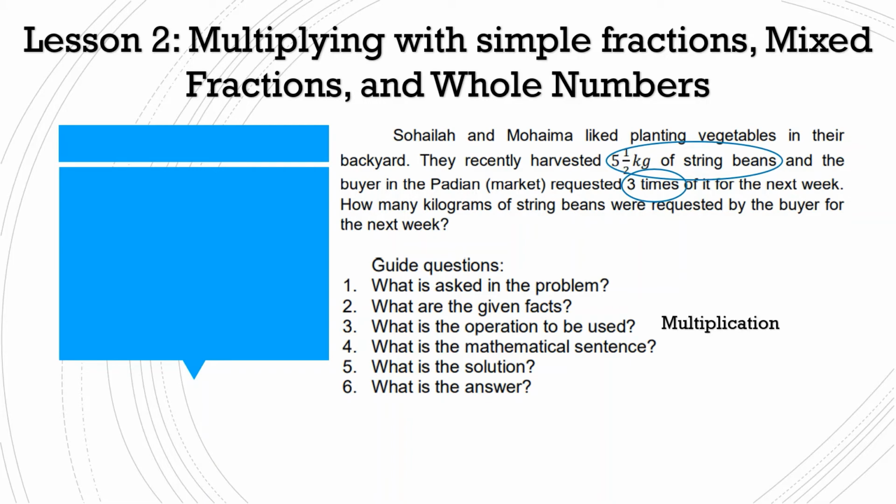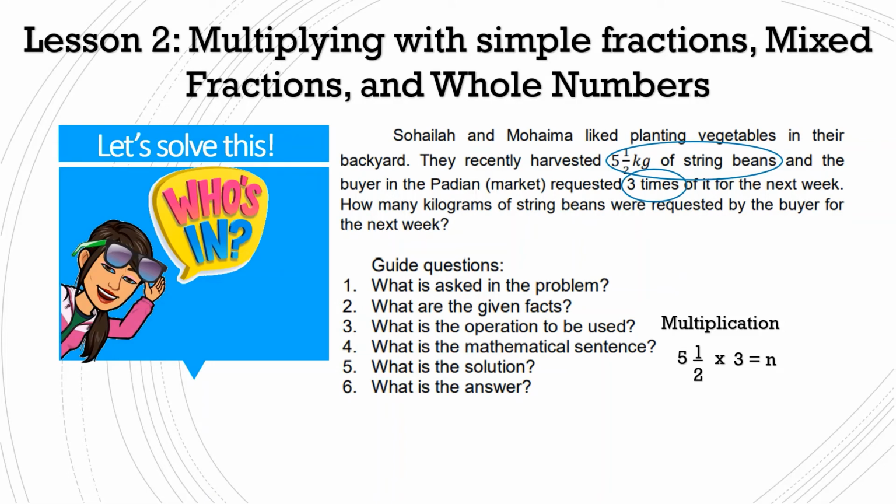What is the operation to be used? Yes, we're going to use multiplication, because it is 3 times for next week. And what is the mathematical sentence? You will have there 5 1/2 kilograms times 3 equal to n. And what do you think is the answer? We're going to show you the solution first. So let's solve this. Are you ready?